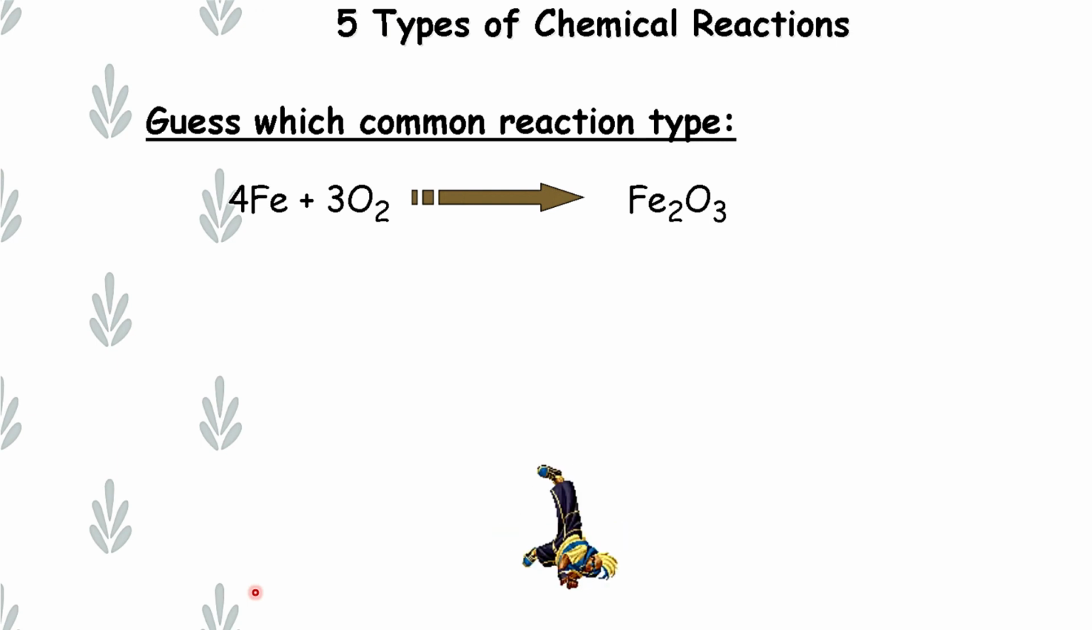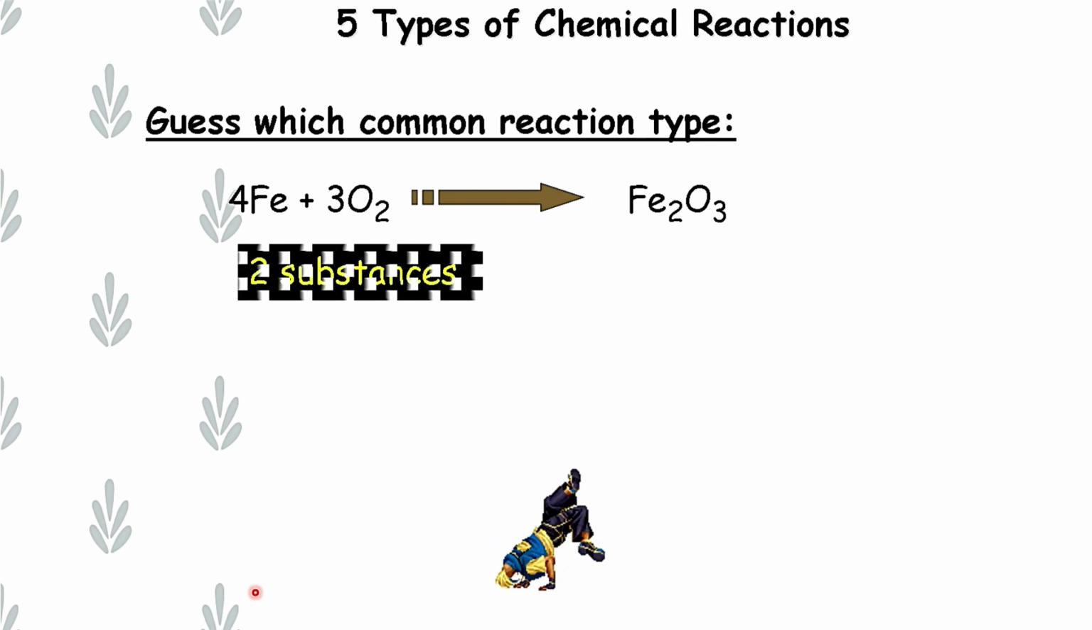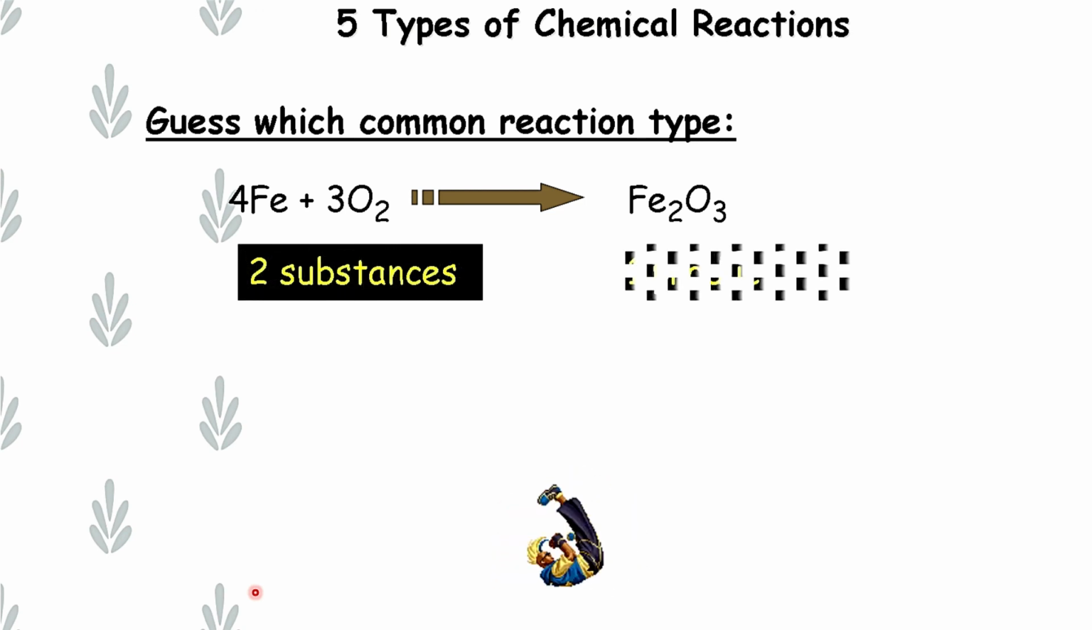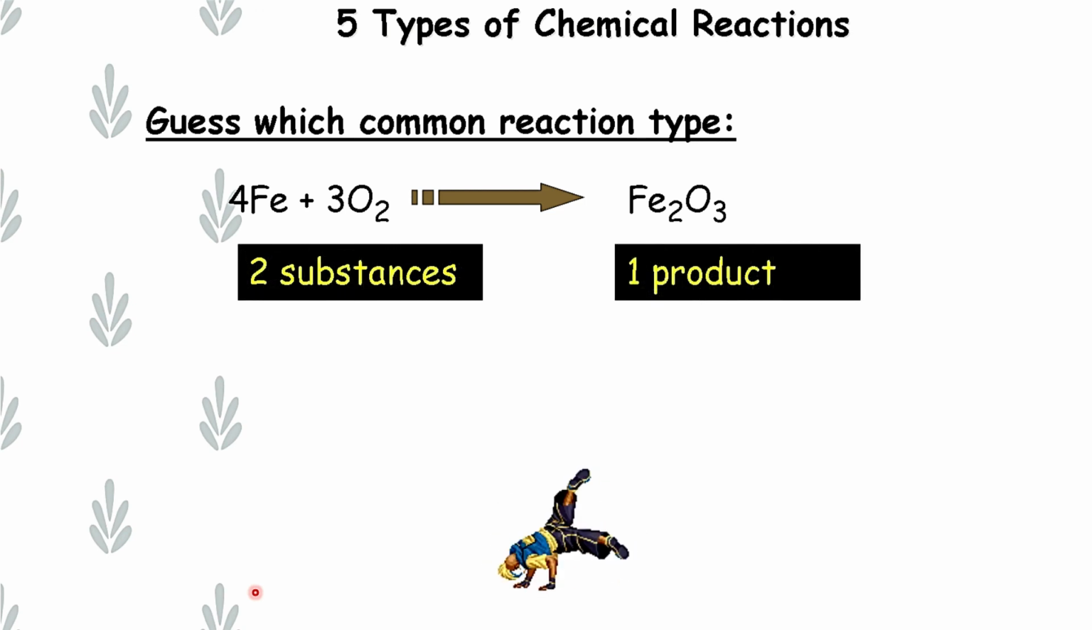Iron reacts with oxygen, forms iron oxide. You can rewind the video, pause the video, take your time to answer, think about it. 2 substances or 2 reactants are present and forming 1 product. So it will be, yes, a synthesis reaction or addition reaction or combination reaction.